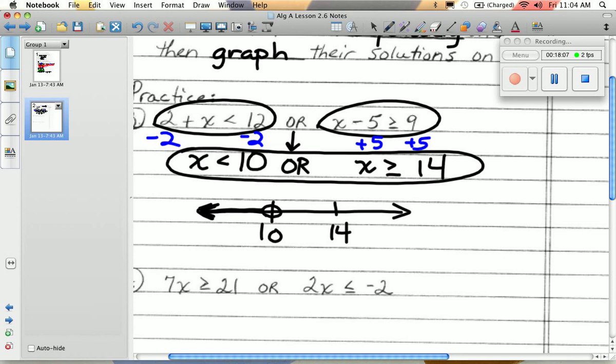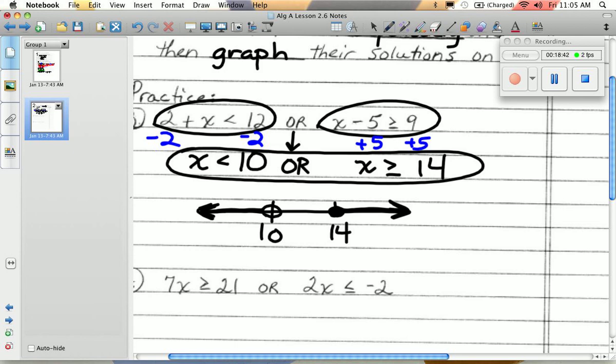Or greater than or equal to 14 can be solutions. So is 14 included? Yes. It's included because of the equal to bar. And the numbers greater than 14 are to the right. So if somebody said, what's one of the solutions for this, you could pick them from either region. It could be the numbers that are less than 10, or the numbers starting at 14 and getting larger.